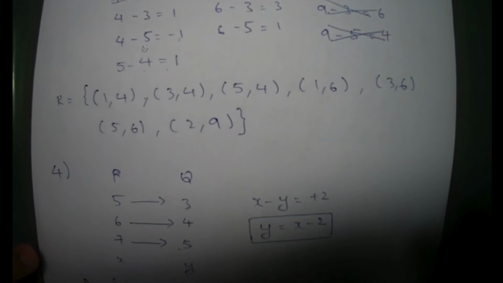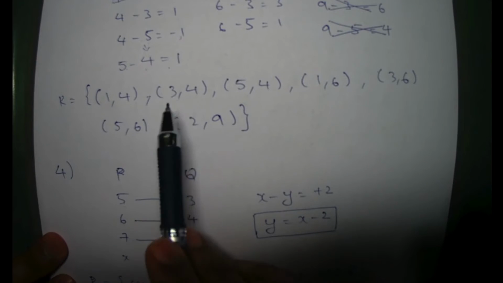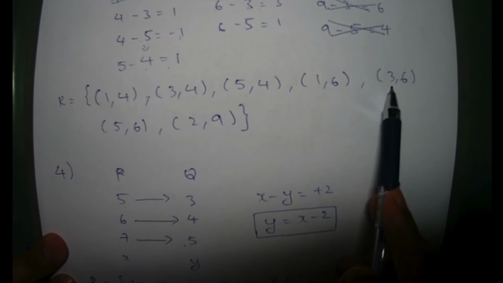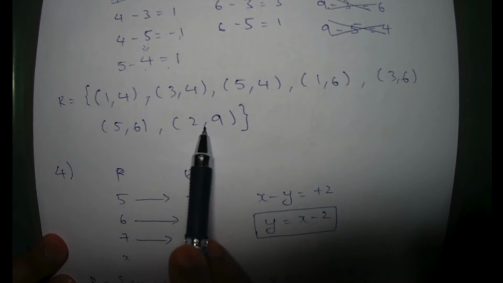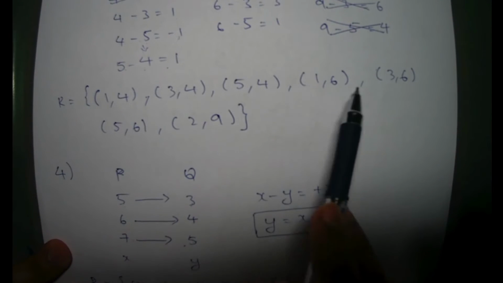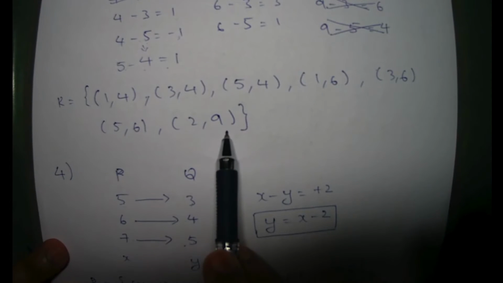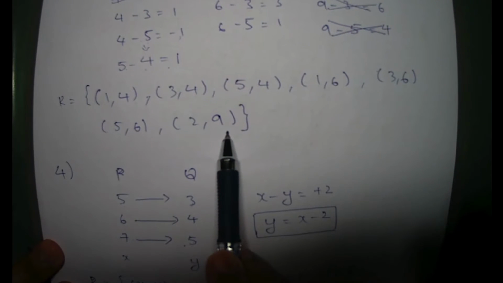So considering these numbers, we get the relation as (1, 4), (3, 4), (5, 4), (1, 6), (3, 6), (5, 6) and (2, 6). You can see here that all the numbers in the x position are from set A and all the numbers in the second position are from set B as per the defined relation.